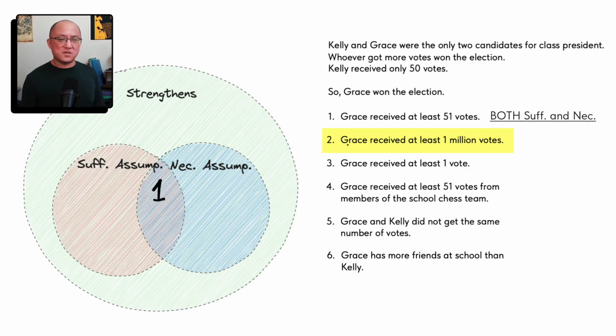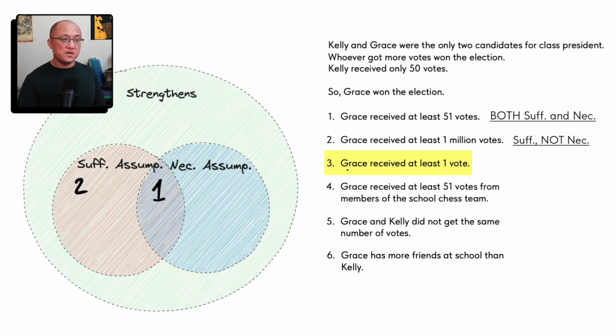She could easily still have gotten more and won the election. So that's why number 2 is not necessary, because if you negate it, if you take it away, it doesn't hurt the argument. So that means number 2 is just sufficient, but it is not necessary. What about number 3? Grace received at least 1 vote. Well, if this were true, that doesn't prove she got more than 50. So number 3 is not a sufficient assumption.